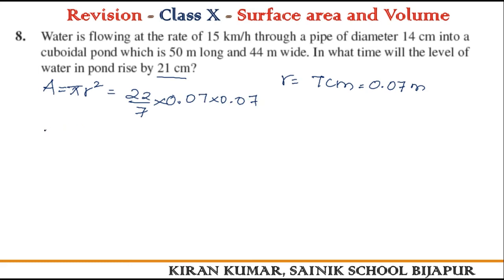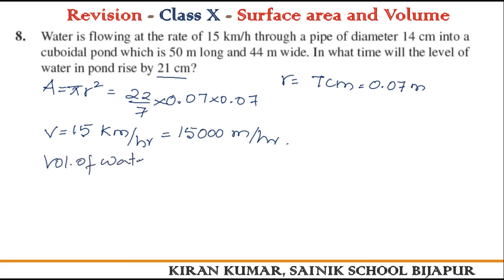Here they have given the speed of the water, I'll write it as velocity of the water, V, 15 kilometer per hour. This I'll convert as meters, 15,000 meter per hour. So here the volume of water flowing will be equated to the volume of the same water in the pond.